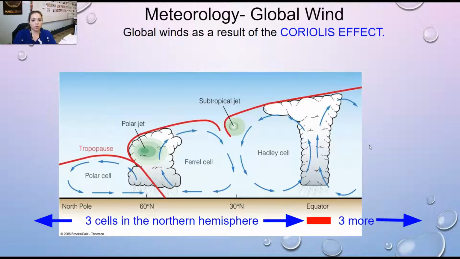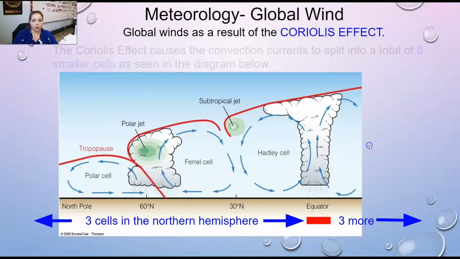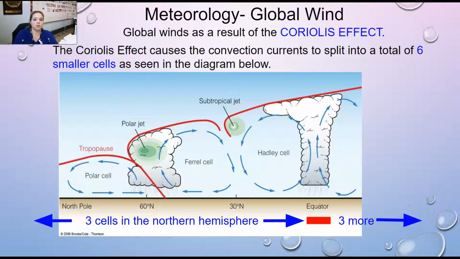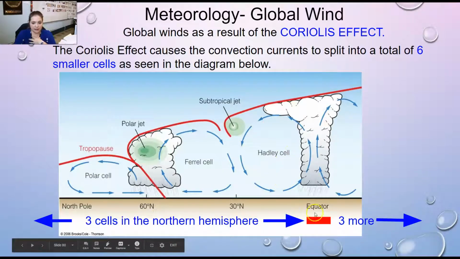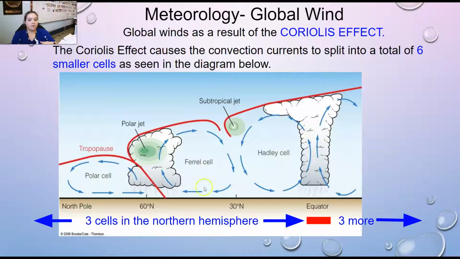All right. So global winds, again, because of the Coriolis effect. The Coriolis effect causes convection currents to split into a total of 6 smaller cells, 3 in the north, 3 in the south. One's a polar cell, near the poles. Then you've got the Ferrel cell. That's where we are right now, because it's between 30 and 60 degrees north. And then you've got the Hadley cell between the equator and 30 degrees. And you have the Hadley on the opposite side going south, Ferrel going south, and polar going south. So they match up.